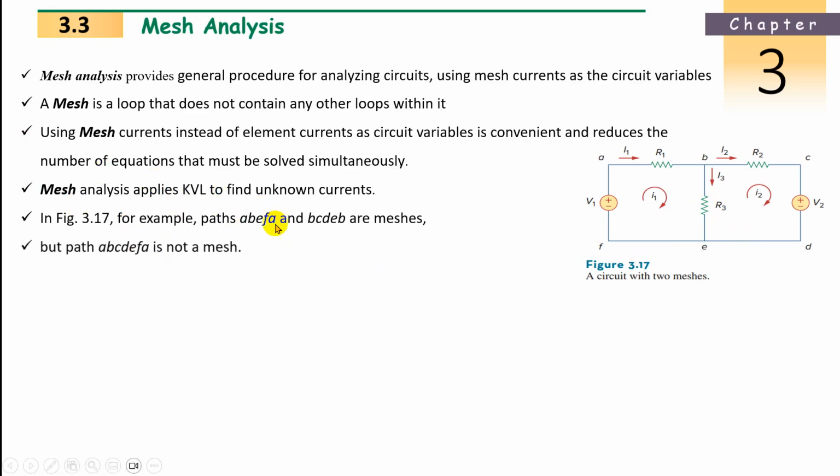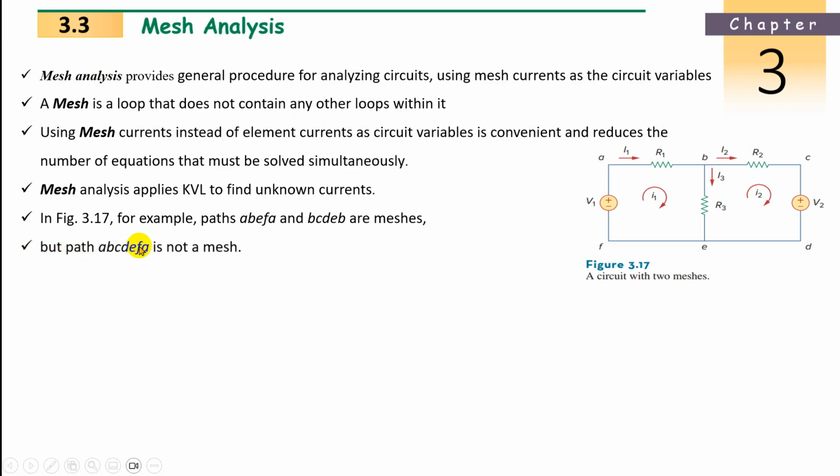So the paths are A, B, E, F, A and B, C, D, E, B again. These two are the paths already mentioned here. A, B, E, F, A and B, C, D, E, B are the two mesh paths here. These are mesh paths. Now coming to the other one that I mentioned.